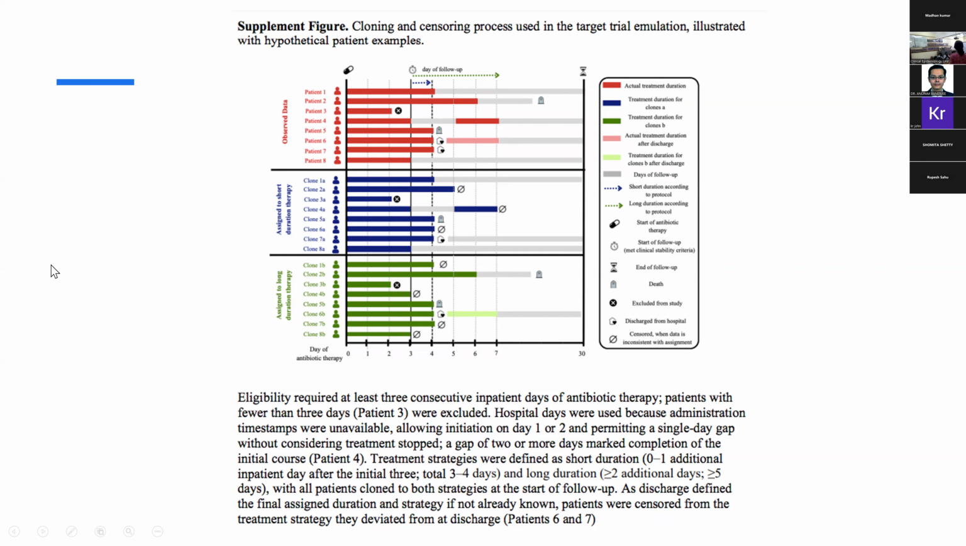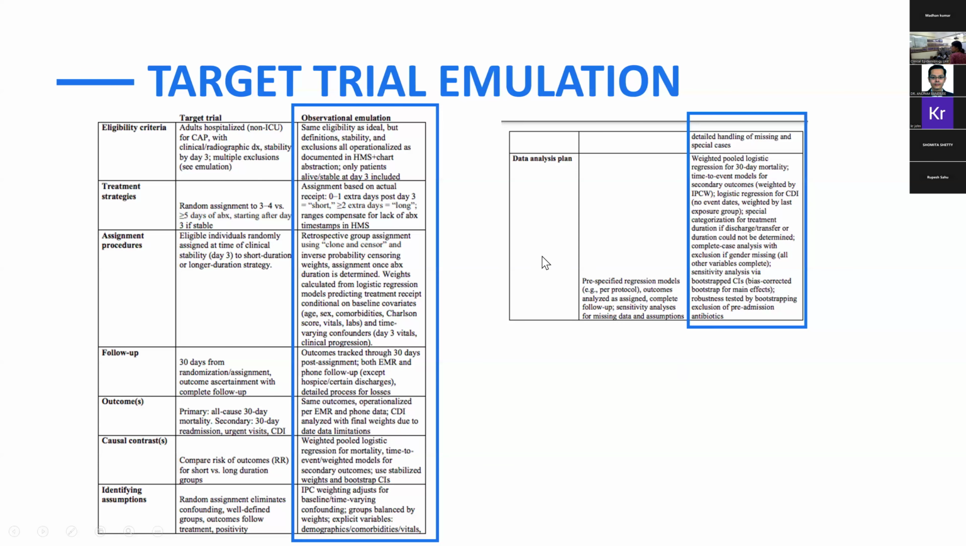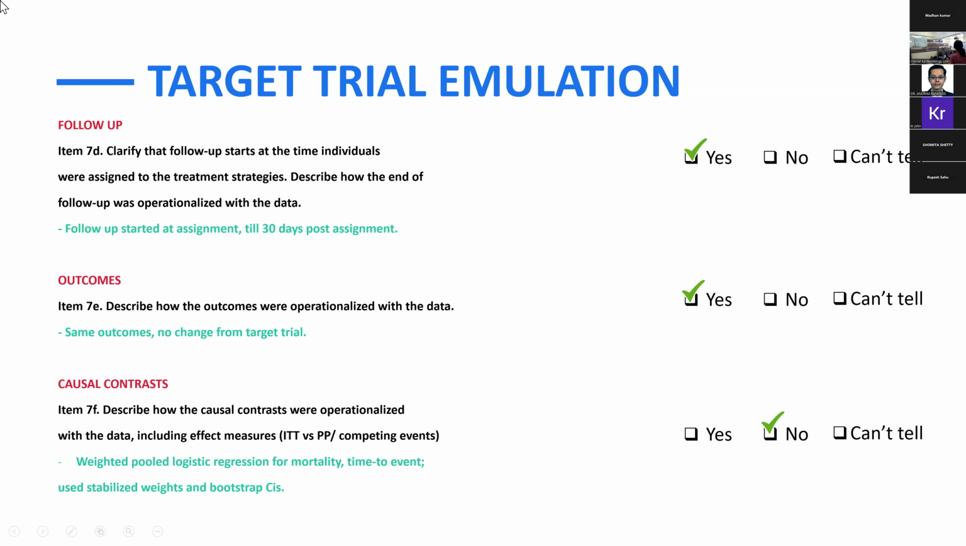Now I will go on. We have finished eligibility, treatment strategies, and assignment procedures; now follow-up. Clarify that the follow-up starts at the time individuals were assigned to the treatment strategies. So follow-up started at assignment until 30 days post. The reason they could do this is because they cloned everybody into both arms, so they could start follow-up at assignment. They were not waiting till day 3 or day 4 to see whether the antibiotic was going to be stopped or not. So time 0 is equal to the time of assignment.